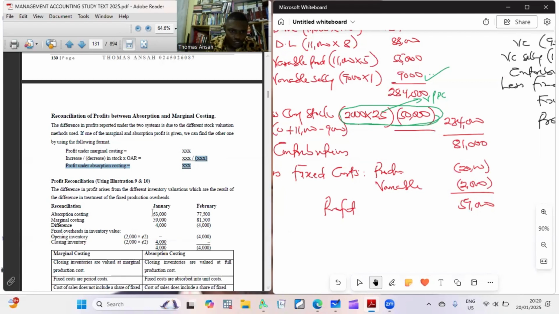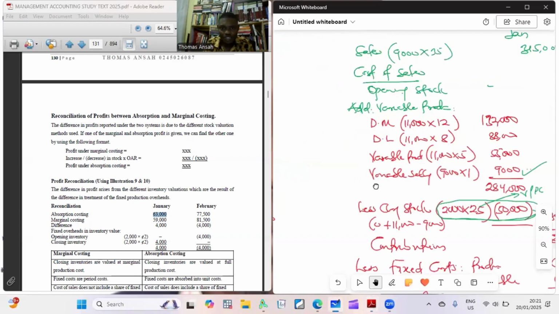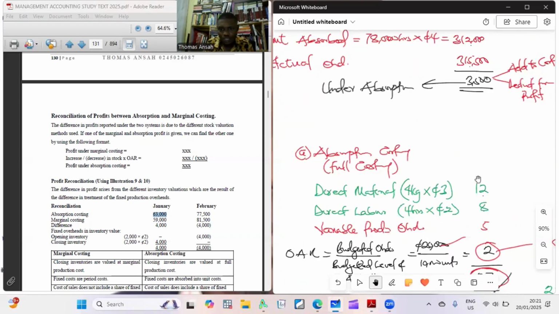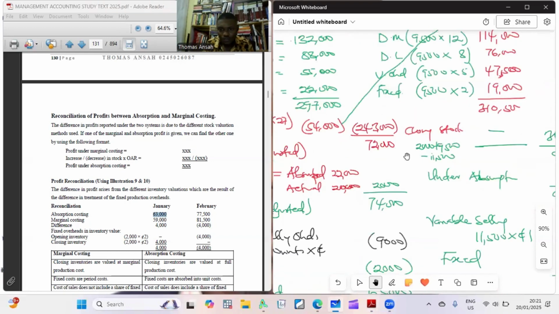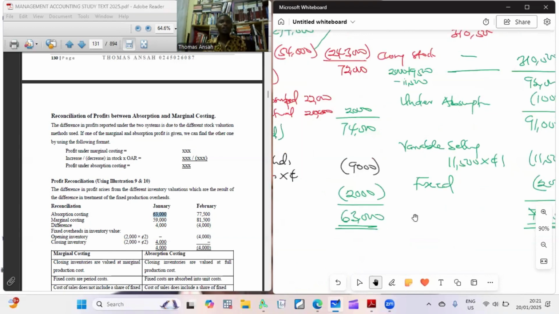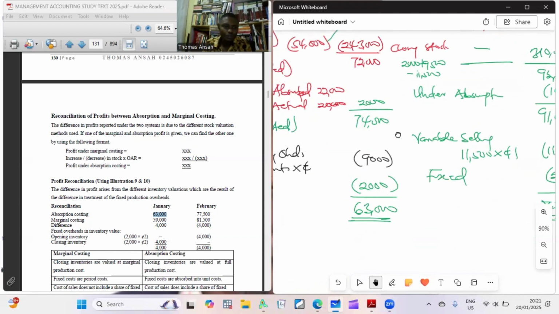So look at the profit we get in January. If you check the absorption costing we did in January, the profit was 63,000, and it is because of the value of the closing stock under absorption. So if you look at what we had here, 63,000, and the one that we had in the marginal, which is 59,000, you see that the difference is 4,000.